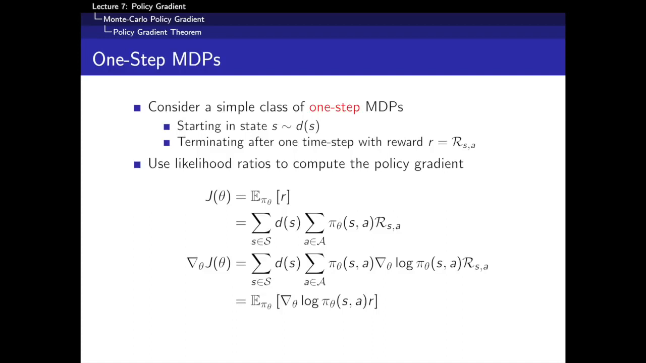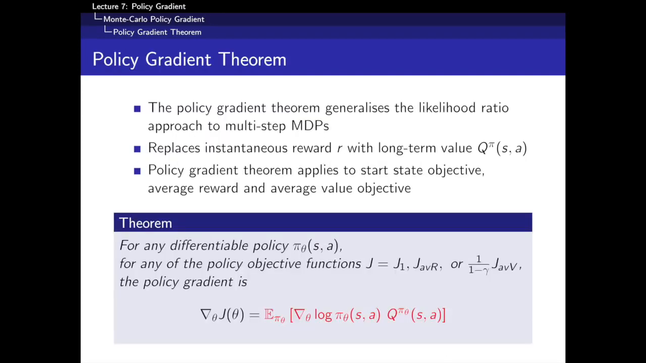Okay, so we want to do the same thing in MDPs, multi-step MDPs, not just these one-step things. And to do that, we actually just need to do one trick, which is to replace this instantaneous reward that we had. So we were multiplying the score by the immediate reward. To do a multi-step MDP, all we need to do is replace this immediate reward with the value function, the long-term reward. And that actually turns out to be the true gradient of the policy. The policy gradient theorem tells us precisely what that means.